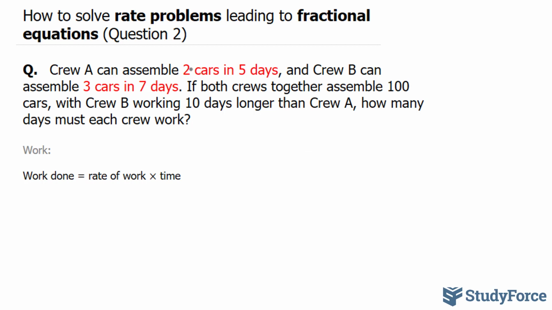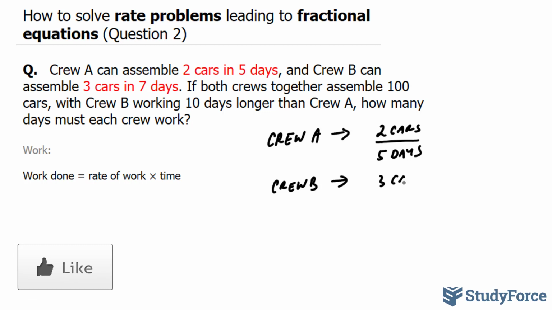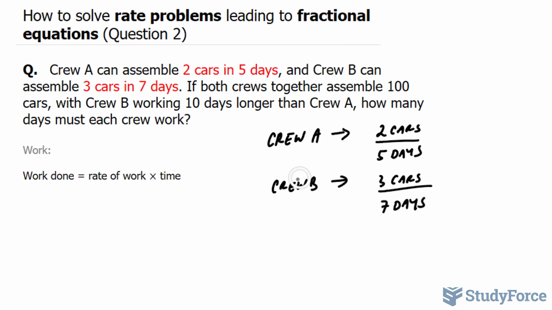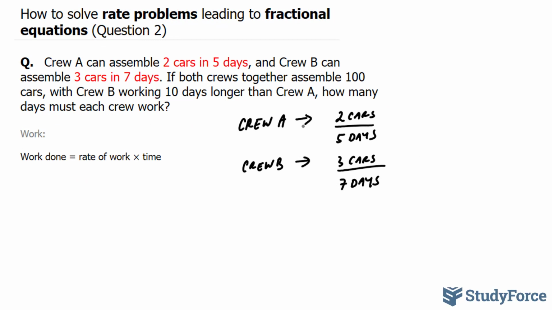We're told that the rate Crew A works at is 2 cars per every 5 days. And Crew B works 3 cars every 7 days. So this one is slower than Crew A. If both crews together assemble 100 cars, so the total amount of work done is 100 cars, with Crew B working 10 days longer than Crew A.